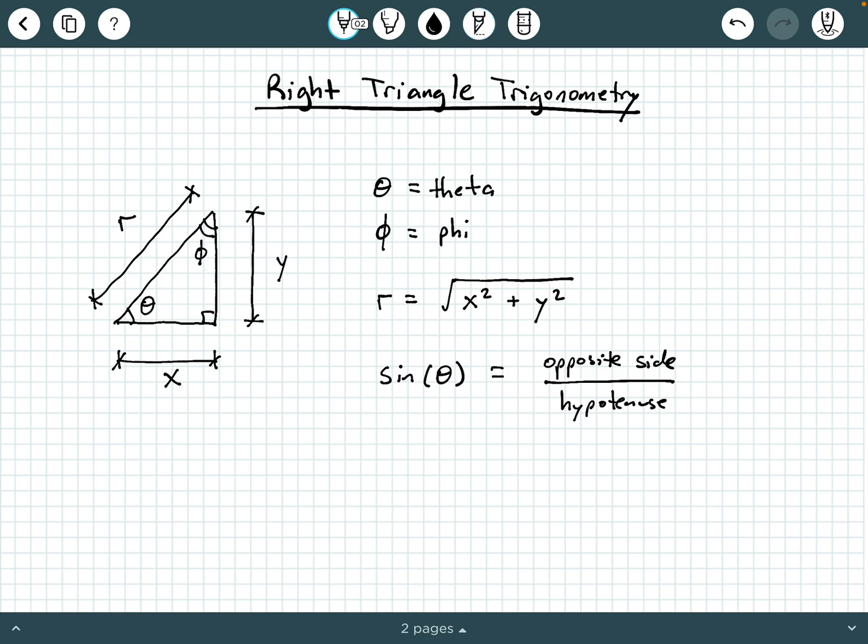So we can say the sine of this angle theta is going to be equal to y over r. Okay, so that's our first definition.